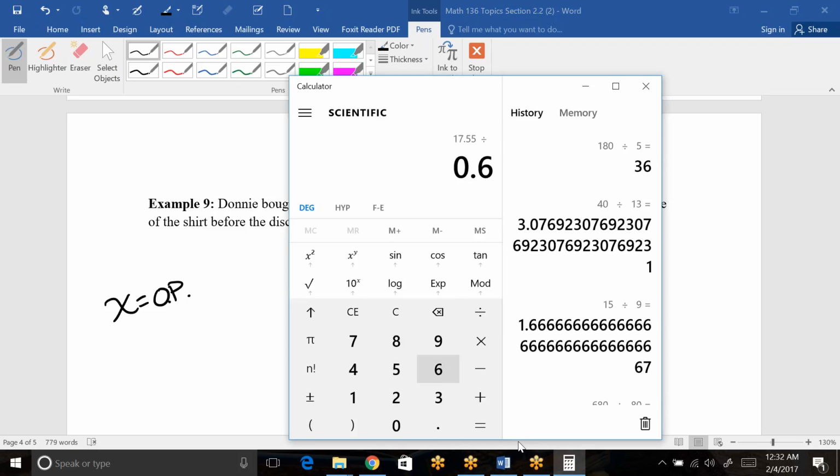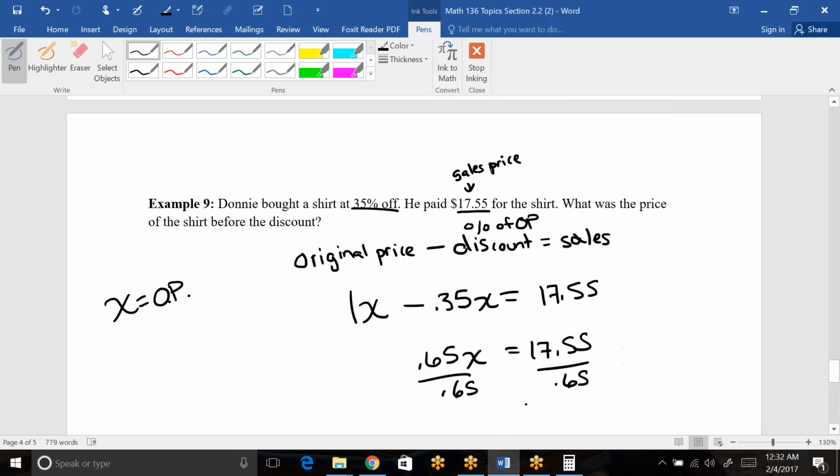17.55 divided by 0.65. And it looks like the shirt originally cost $27 before the discount. Okay, that is the end of 2.2.